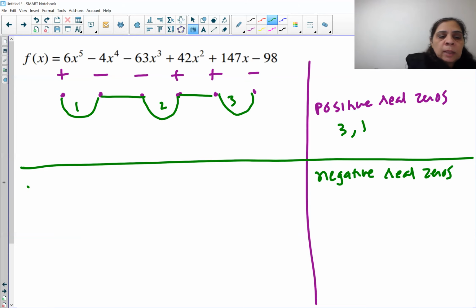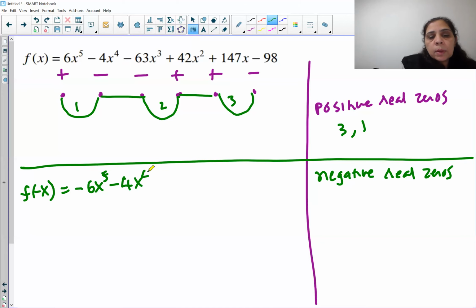So what are our steps? F of negative x, right? Now we know if I plug in negative and I get an odd power, that will change sign. Even power, that will not change sign here. Next one we have a cube, so that will turn positive. Next one we have x squared, so it will stay the same. Next one we have just x, so it will change sign to negative.